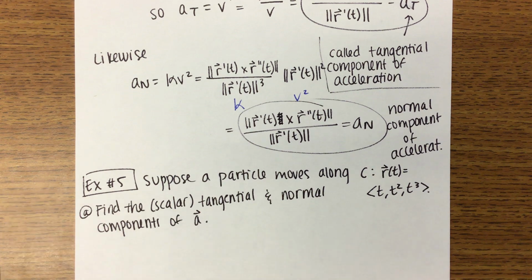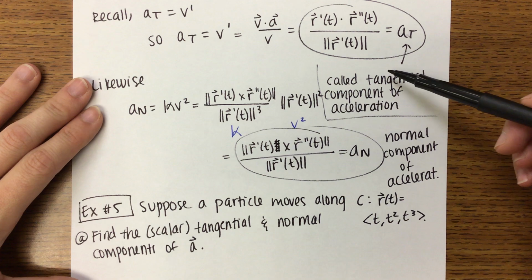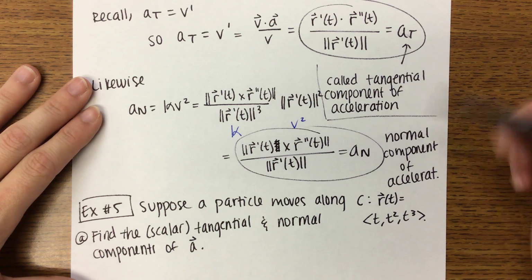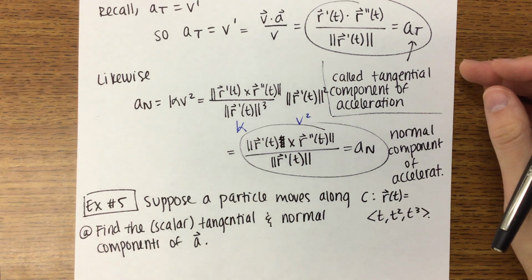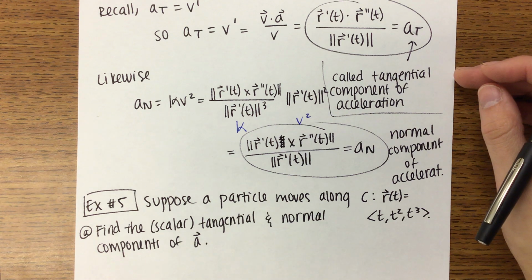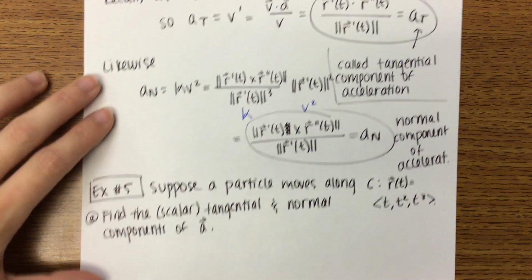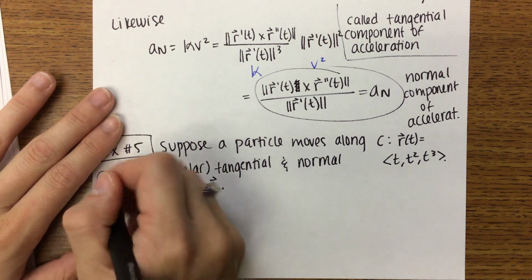Okay, so the reason I have scalar in parentheses is these two are normally called the scalar tangential and the scalar normal. There's also a vector tangential and vector normal. Your book doesn't differentiate between them, but I do. So you'll see that in your packet, and you'll see that likely on the test, a difference between scalar and vector, and you'll see what I mean in a minute. Okay, so here's what we know.